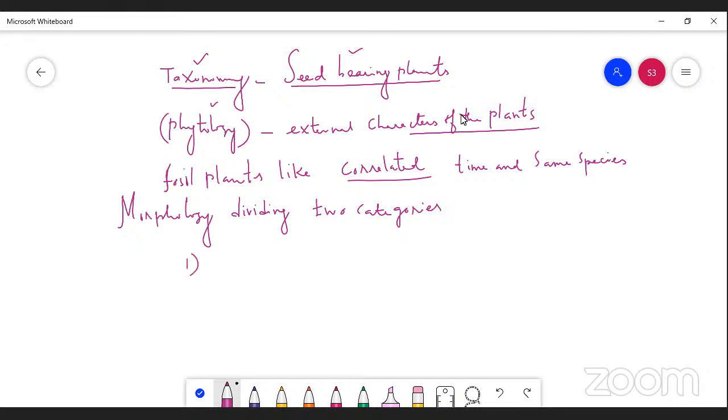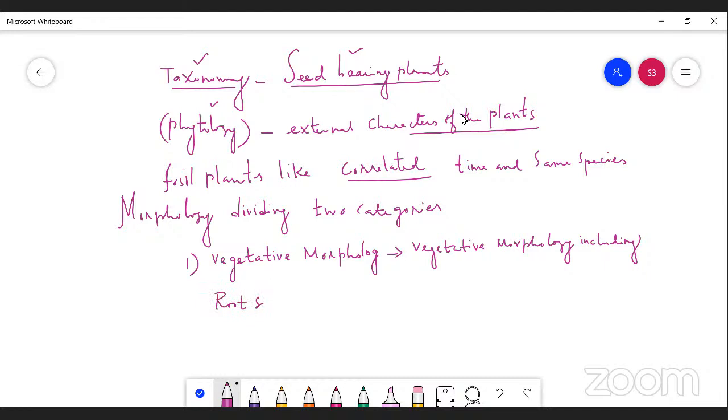The first one is vegetative morphology. Vegetative morphology includes the root system and the shoot system.